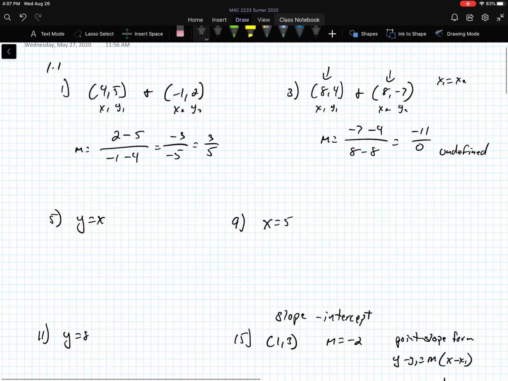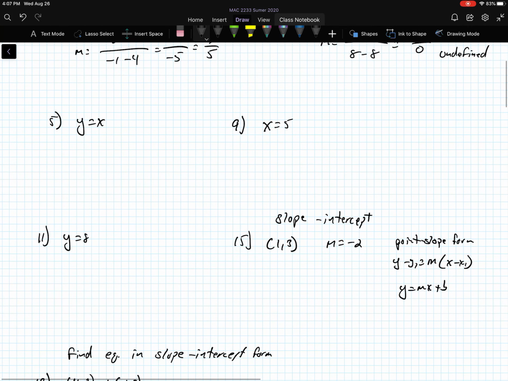And so that's going to give you an undefined slope. For number 5, if you remember, we said that if the equation is y is equal to k, some value k, actually this is a variable, so sorry. So in this case here, it's asking us for the slope. So if we think about the slope-intercept form, we can see here that m is equal to 1 and b is equal to 0. So the slope for number 5 is m is equal to 1.